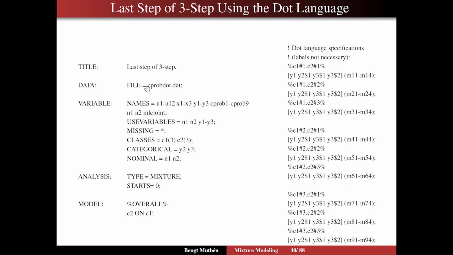So the file is cprob dot dat, and we have on the use variable list the most likely class memberships, C1 and C2 in the nominal variables. And you have C2 on C1. So the new interesting thing here is that you have the dot language specification here then for each combination, C1, C2: so it's 1, 1, 1, 2, 1, 3, 2, 1, 2, 2, 2, 3, 3, 1, 3, 2, 3, 3. And give the means and thresholds for that.